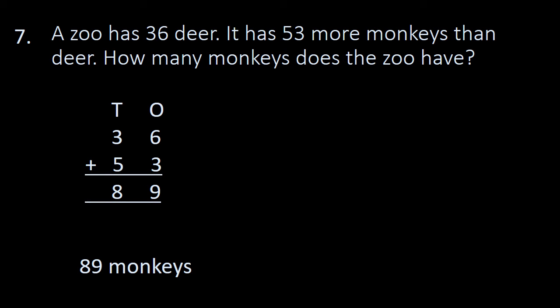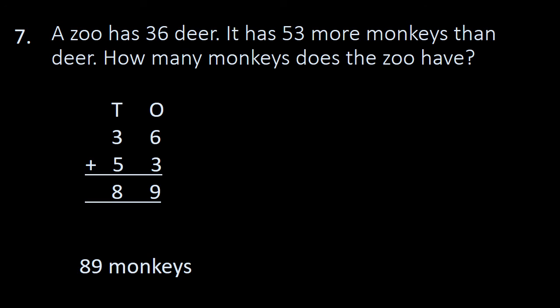Now let's solve this last story sum. A zoo has 36 deer. It has 53 more monkeys than deer. How many monkeys does the zoo have? So we have to find here how many monkeys the zoo has, and the zoo has 53 more monkeys than deer, and the number of deer is 36. So children, here we will add the numbers 36 plus 53.